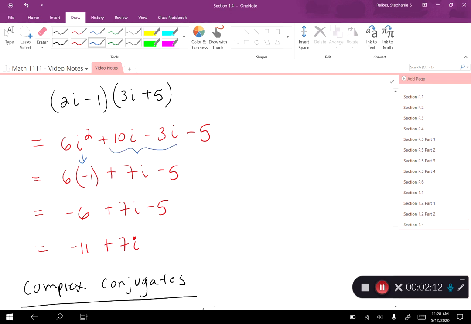So it's going to say 6 times -1 plus 7i minus 5. Next, I'm going to compute the multiplication, so that's -6 plus 7i minus 5, and then combine my like terms, -6 minus 5, -11 plus 7i is my solution.